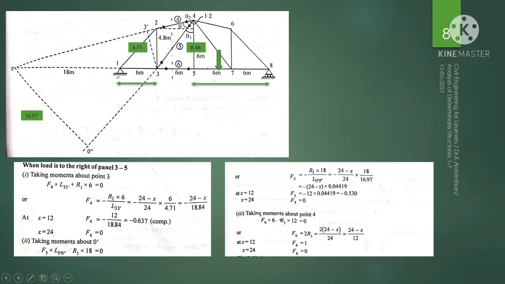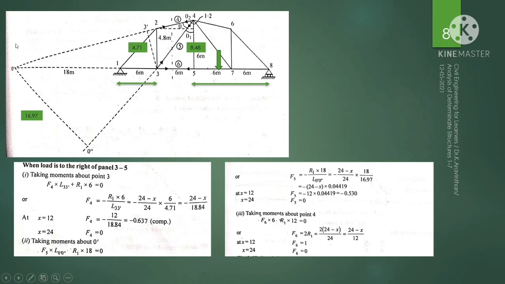Then you have R1 into 18 meter distance. This is also anti-clockwise, so it is written as negative and negative. And if you need F5, you can take this outside. You will be having minus R1 into 18 divided by O dash O double dash. You know that this is 16.97. You substitute this, and after simplifying, you will be getting 24 minus x into this number, and this is our function. Substitute 12 and 24 for 5 and 8. Join 5 and 8. You will be getting minus 0.53 and 0.